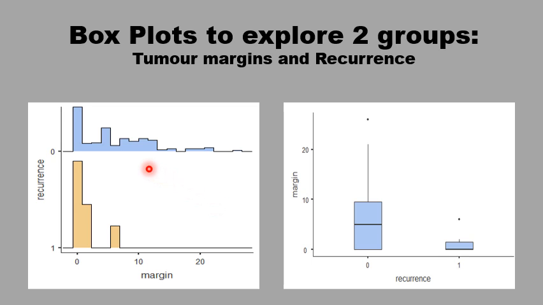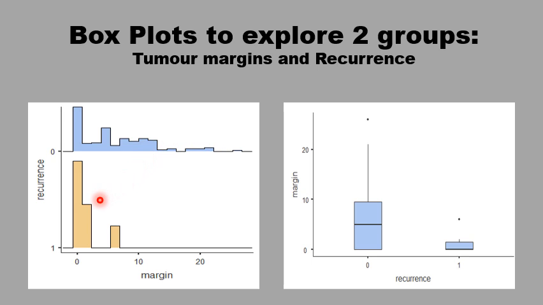You can see here that the narrowest possible safety margin is of course 0. But in the group that did not have a recurrence, there is a good spread up to maybe more than 2 centimeters and sometimes 3 centimeters of safety margin. That's a very good safety margin. That's why there were no recurrences in this group.